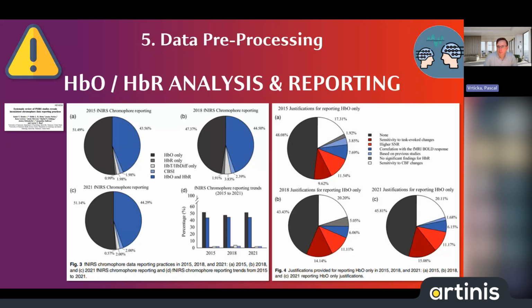Because we of course know that it's more likely that what we want to look for is represented in the HBO data, that we probably have some higher signal-to-noise ratio and more sensitivity to task-evoked changes, and that there probably is a closer correlation with the fMRI BOLD response. But very often there is no real justification provided why people are only looking at HBO data.